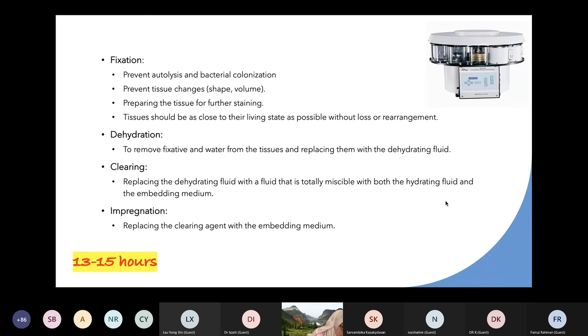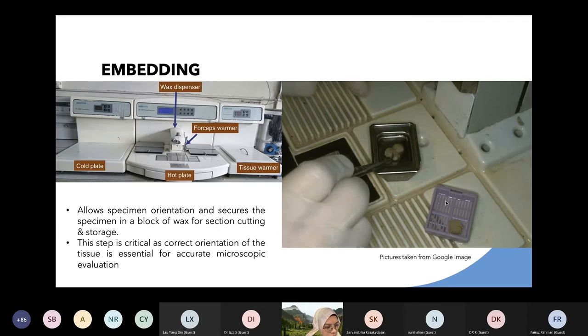Okay, all these stages might sound like an alien language to you guys, but the one that I want you guys to remember is actually here. This stage is going to take 13 to 15 hours, the longest stage in the lab procedures, and the MLT usually will run the machine overnight after office hours.